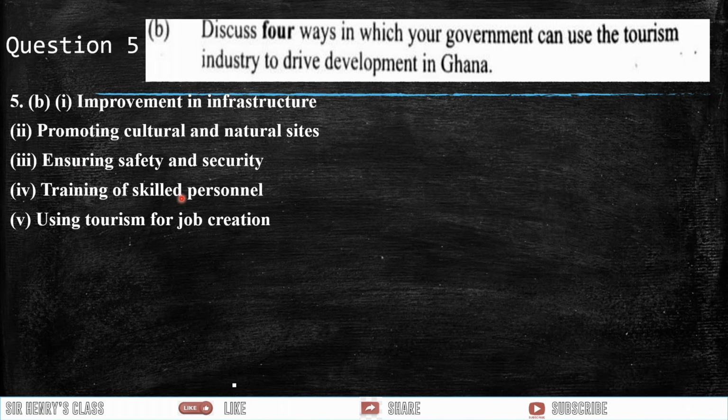Training of skilled personnel. Through the work vacancies that are created in these tourism sectors, it's a way of training personnel to work there. And the last one, using tourism for job creation. So these are the questions and answers for social studies.